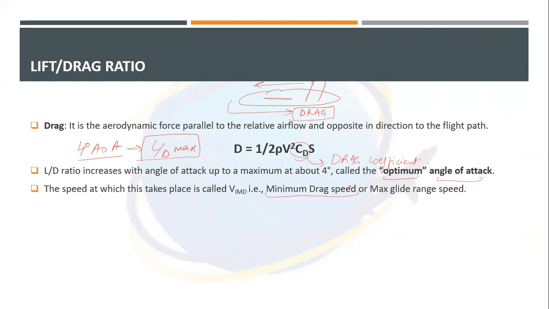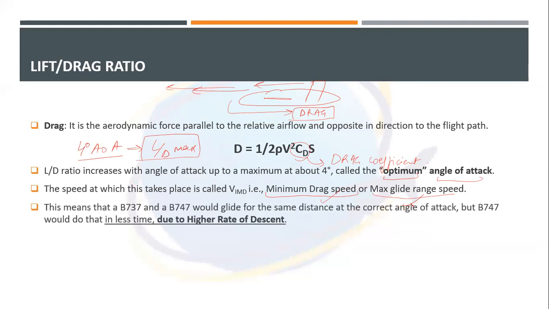So this is known as minimum drag speed. And why is it known as maximum glide range speed? Because glide is the situation in which the aircraft loses its engines. When both engines are lost, you are simply gliding the aircraft. When you are gliding, the lower the drag, the more distance you will go. That is why L by D ratio is very important, and L by D max is the most important part. L by D max occurs at a 4-degree angle of attack, and their speeds are these.